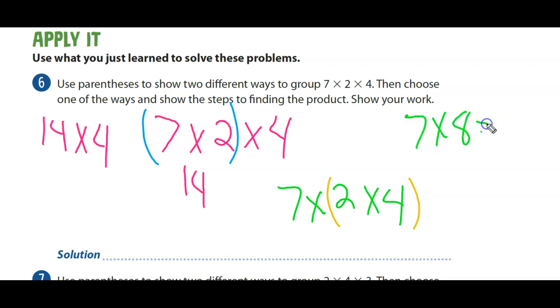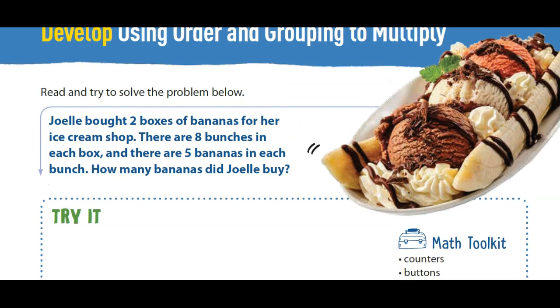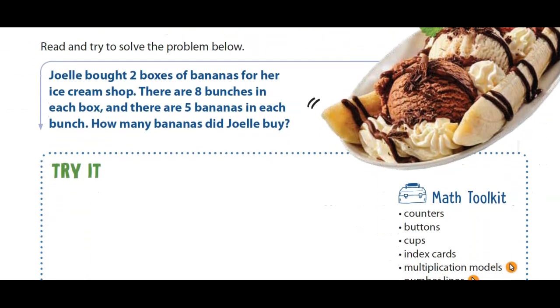7 times 8. Oh, I could do that because I know my 8s and my 7s. What would that be? 56. Okay. Or I could break it apart, right? 4 and 4. 7 times 4 plus 7 times 4 would be 28 plus 28, which is 56. Okay. Or I could use equal groups, or I could use an array. So again, we're still using order and grouping to multiply.